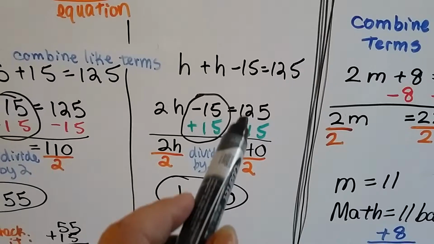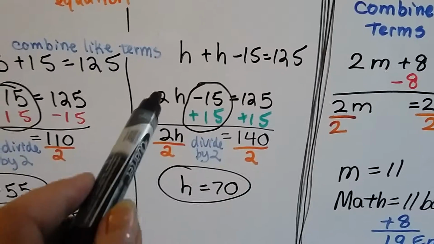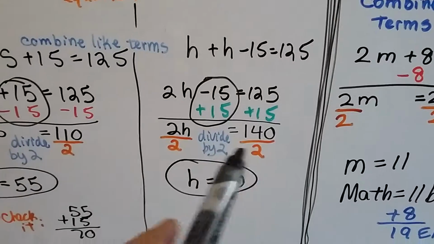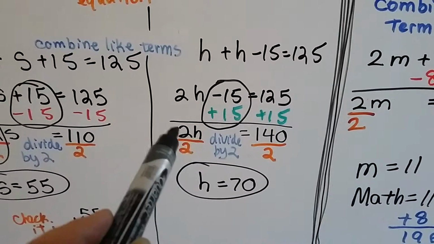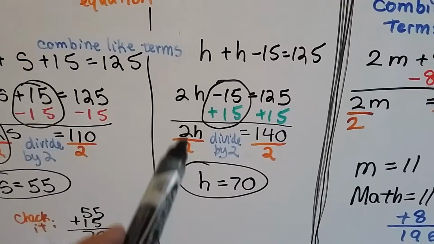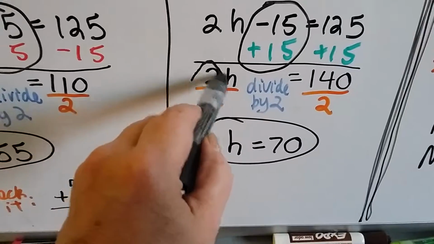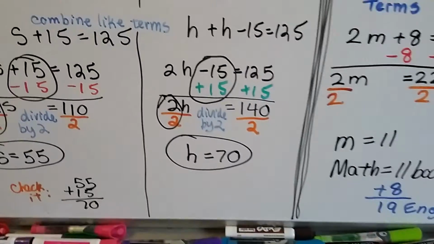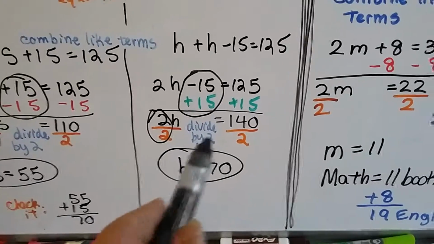All right, and then 125 is going to get bigger because we're adding 15. It's going to become 140. So now we have 2h equals 140. Now because 2h means 2 times h, the opposite of multiplication is division, so we're going to divide by 2 on each side. And that's going to make this turn into a 1. It's going to drop off, right? Same numerator, same denominator, it's a 1.